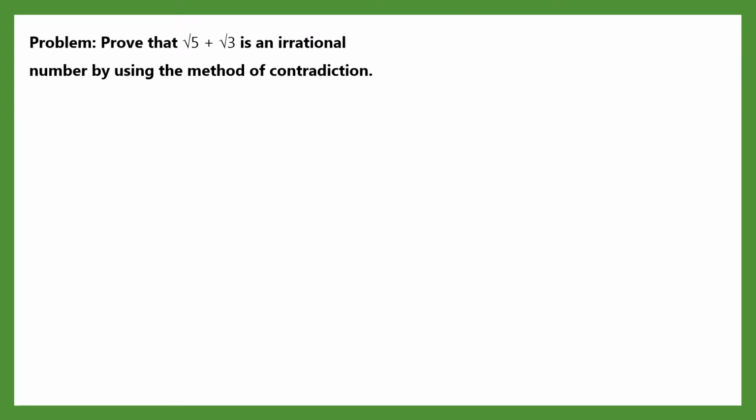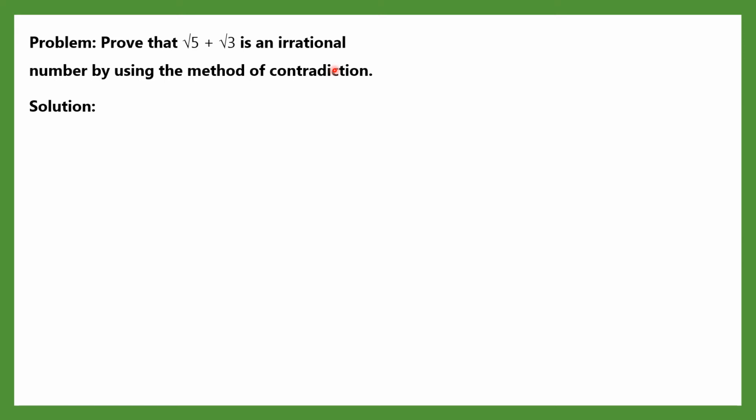Let us look into one more problem. Prove that root 5 plus root 3 is an irrational number by using the method of contradiction. We have to prove root 5 plus root 3 is an irrational number.